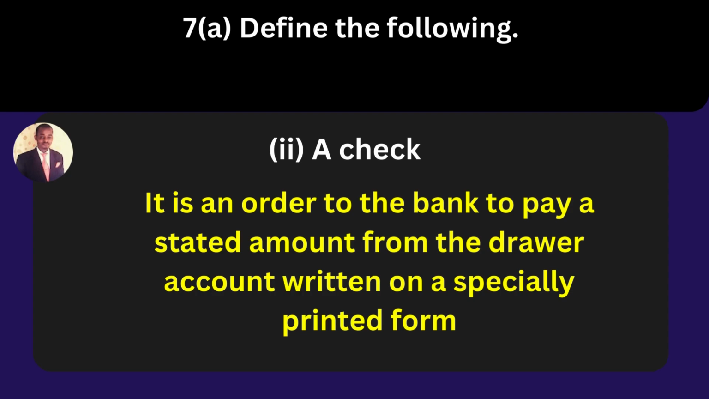The second one we have to define is a check. It is an order to the bank to pay a stated amount from the drawer's account, written on a specially printed form. So that is what a check is all about.